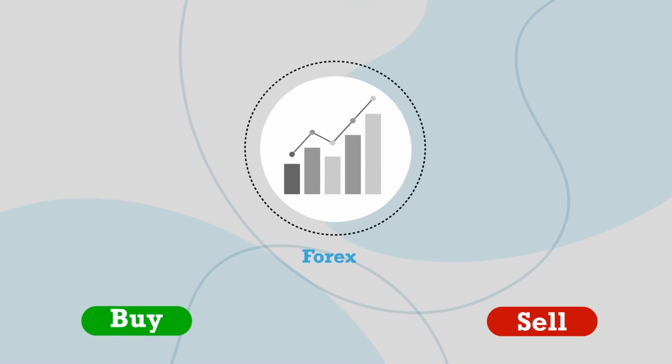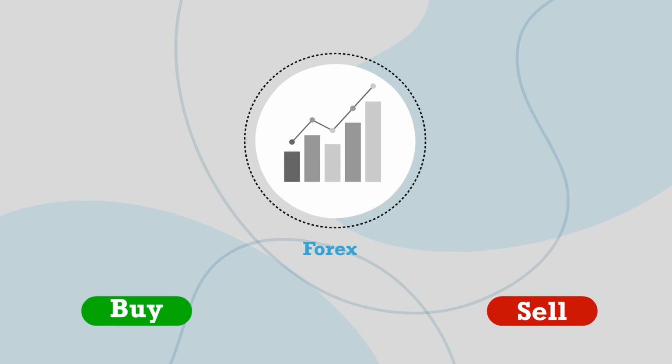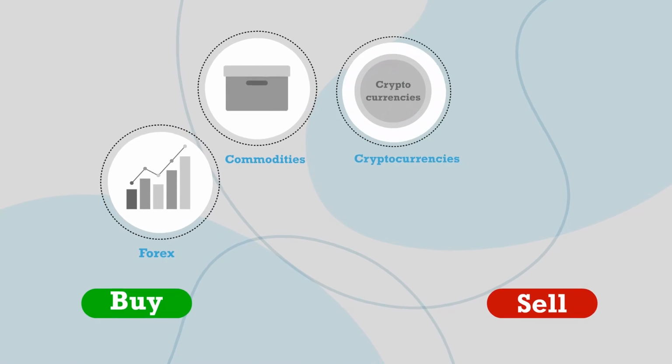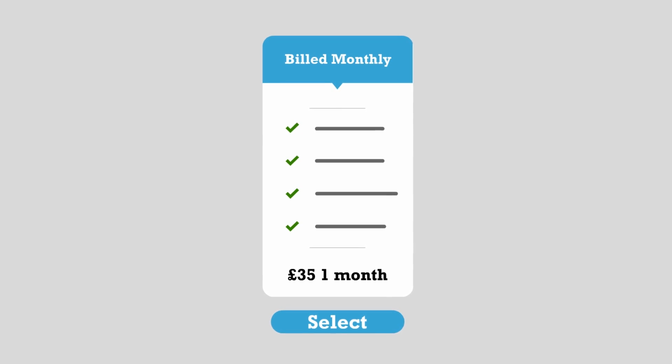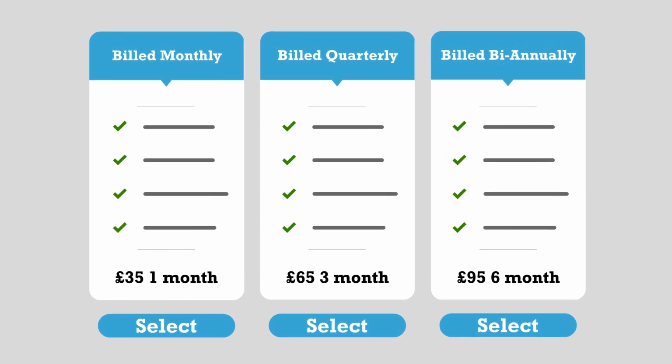This gets you between 4 and 5 signals per day, not only on Forex, but commodities, cryptocurrencies, and indices too. You'll get all of this from just £35 per month, with cheaper plans available for 3 and 6 month purchases.